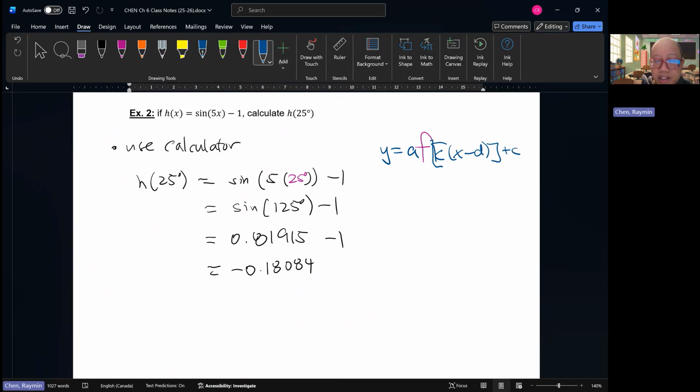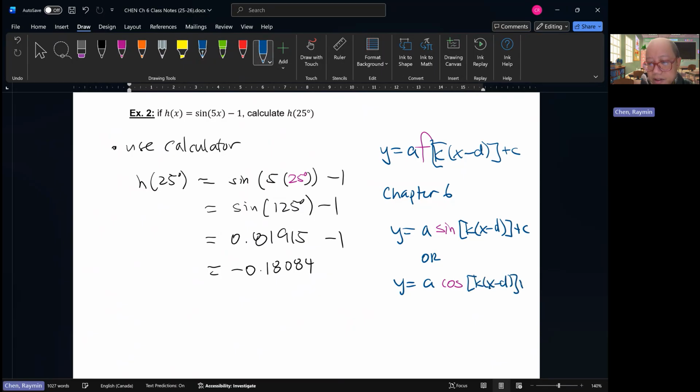So in our unit in chapter 6, what we're going to get is y equals a, and I'll write sine. Oops, and I think we're using blue. Okay, x minus d, c, or y equals a cosine, okay, x minus d, c. So even though we haven't really explained it, I think some of you are understanding slowly.